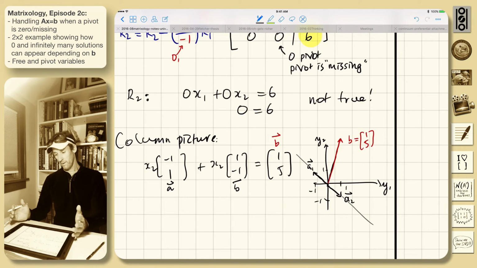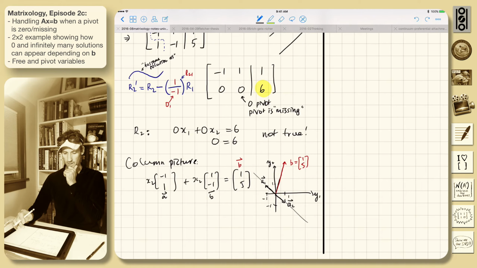Right? So there's no solution in this case. If B was a point on this line, we could do it, and there would be infinitely many ways to do it. So we'll come to that in a second. Hopefully that makes sense.